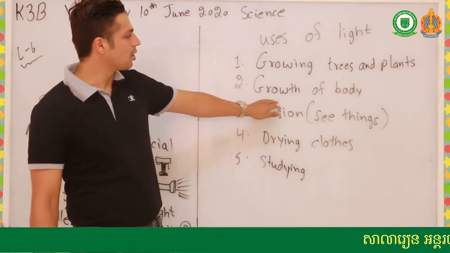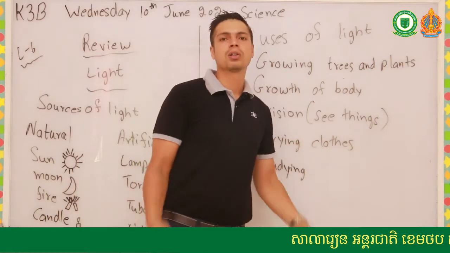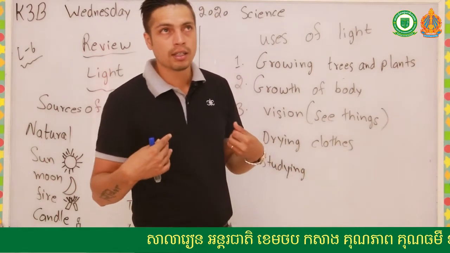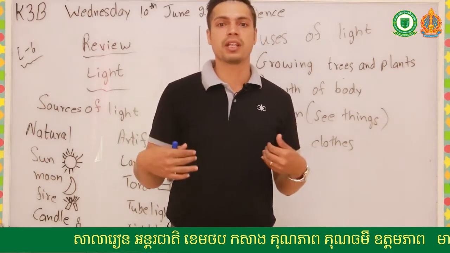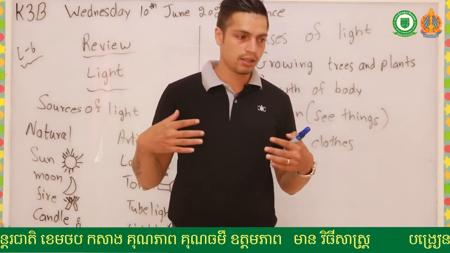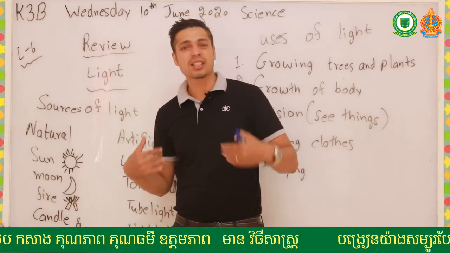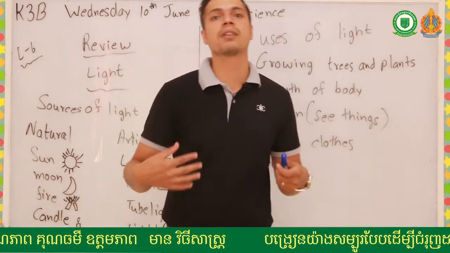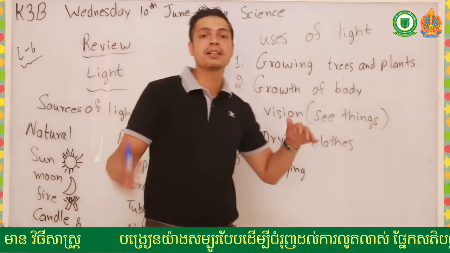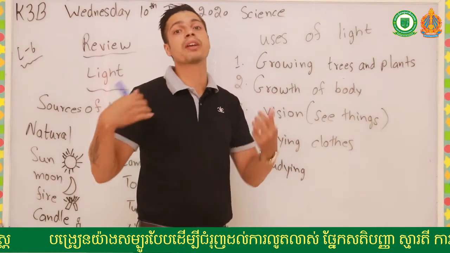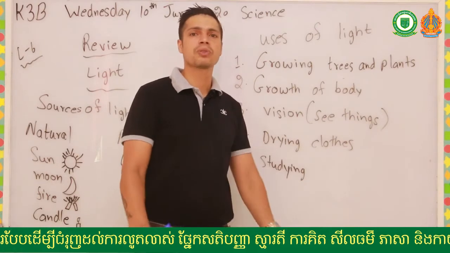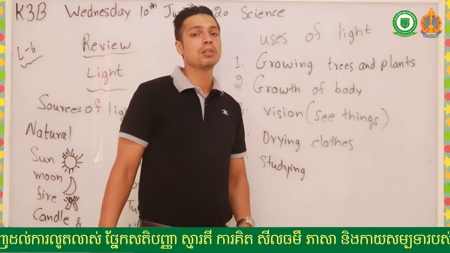Okay, growth of human body, we also need sunlight. We get vitamin D from sunlight, and vitamin D is necessary for our body. So we get vitamin D from sunlight. So sunlight helps us to grow big as well, same like trees and plants. So sunlight is very helpful for us.